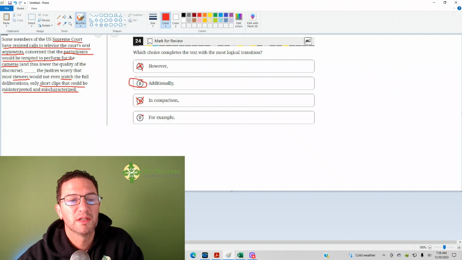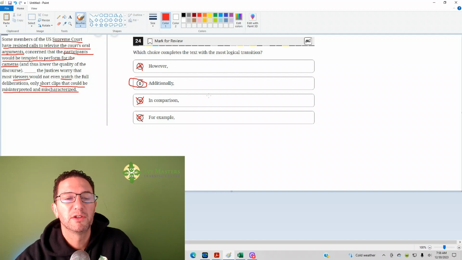And answer choice D is wrong as well, although it shows similarity. Short clips that could be misinterpreted and mischaracterized is not an example of people performing for the camera. B is your best answer.